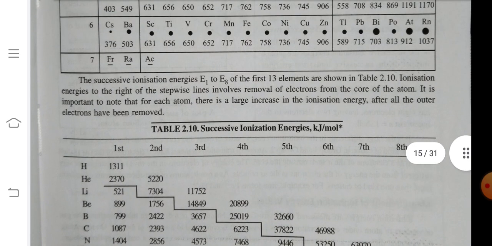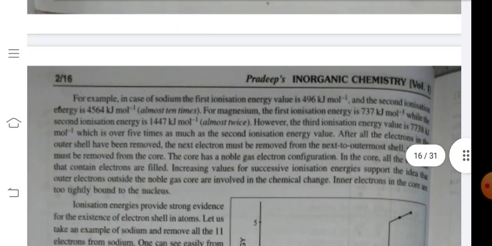The successive ionization energies, E1 to E8, of the first 13 elements are shown. Ionization energies to the right of the stepwise lines involve removal of electrons from one core of the atom. It is important to note that for each atom there is a large increase in the ionization energy after all the outer electrons have been removed.